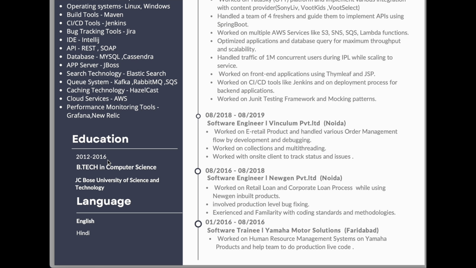Then this is also not very important, but if you know any good language like German, Spanish or something, you can always mention it in your resume, because sometimes openings come up for that particular position, or maybe your client is from France or knows the French language. So it's good if you know some language. If you do not know any other, I just mentioned English and Hindi.